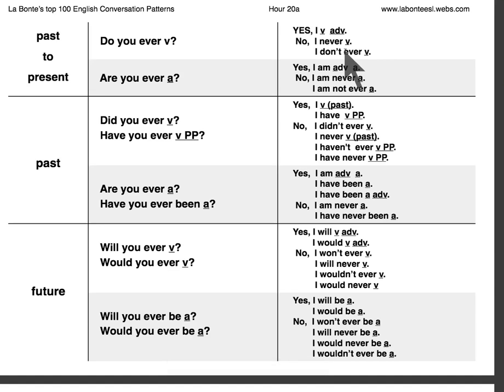So in this little section, if I ask a question with do you ever go to Chicago? Yes, I go to Chicago, and usually there'll be an adverb. No, I never go there. Did you ever go there is only the past, and the answer is yes, I went there. Have you ever gone? Yes, I have gone there. Did you ever meet her? No, I didn't ever meet her. I never met her. I haven't ever met her. And in the future, you'll find either will or would.